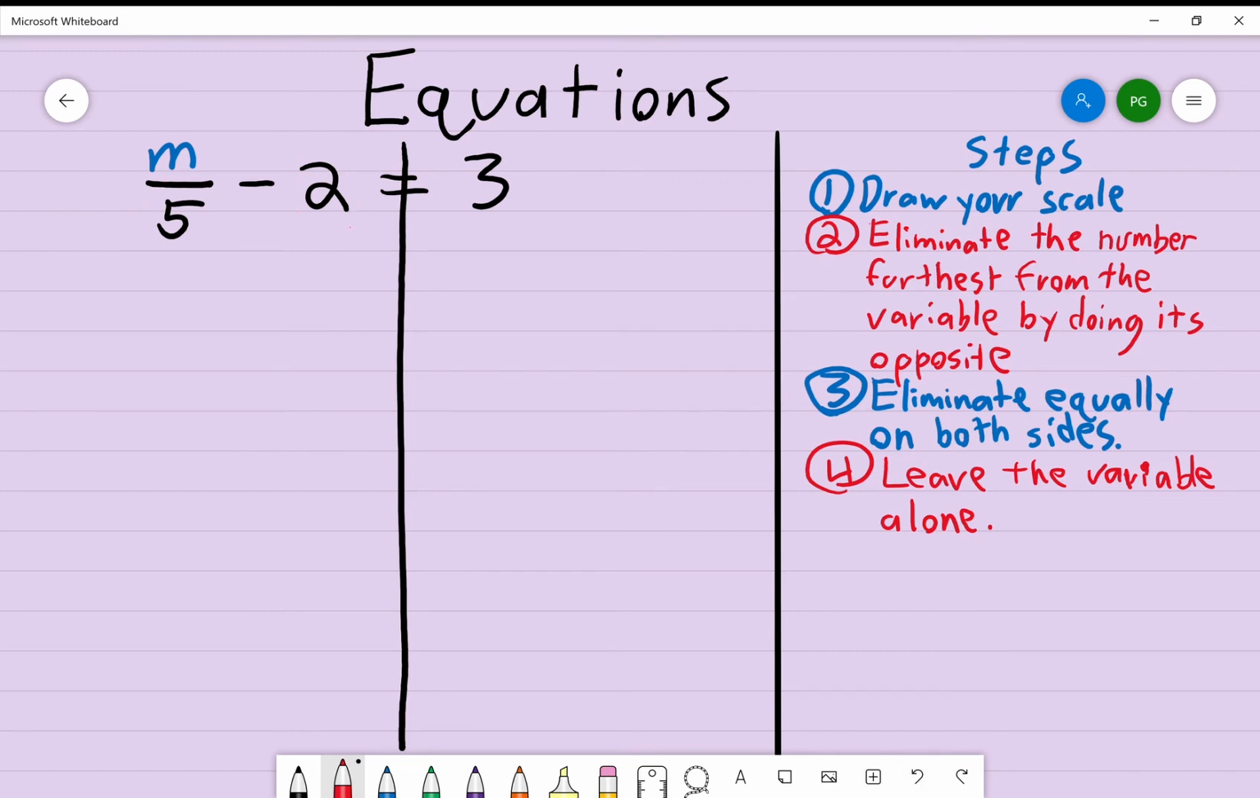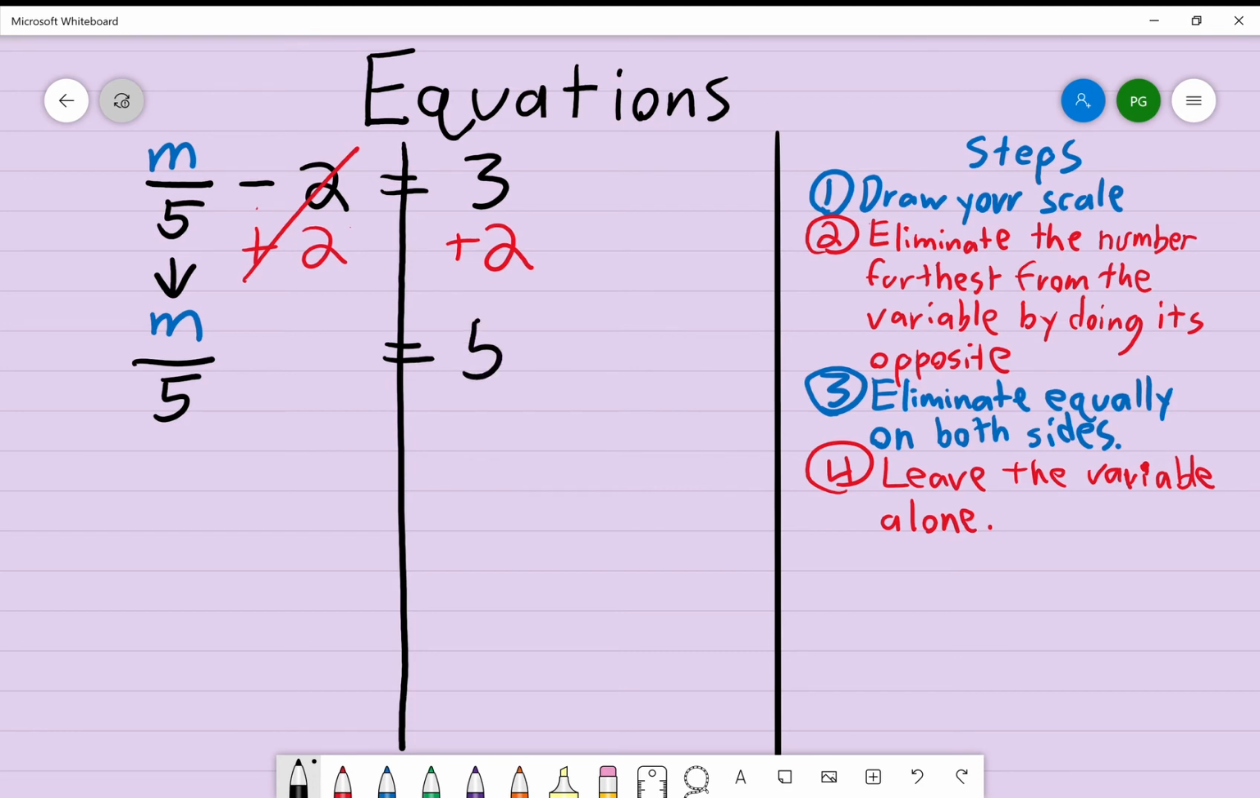The 2 is furthest away. Currently, you have a minus 2. What's the opposite of minus? Plus. So plus 2, and if you do it on the left, you have to do it on the right. Plus 2. Perfect. I can bring down m divided by 5. I haven't touched that, so I can just bring it down. Now, negative 2 plus 2, well, those are opposites. They cancel out. They equal 0. I don't have to write 0 down. I bring down my equal sign, and 3 plus 2 is 5.